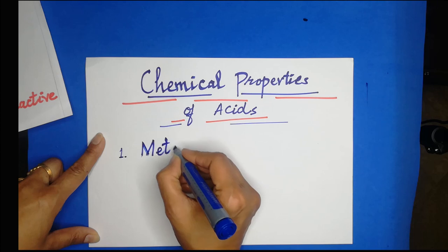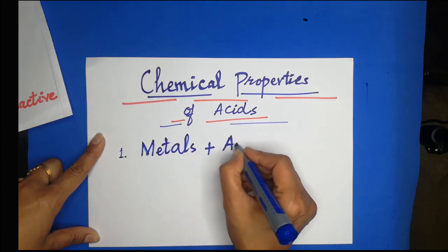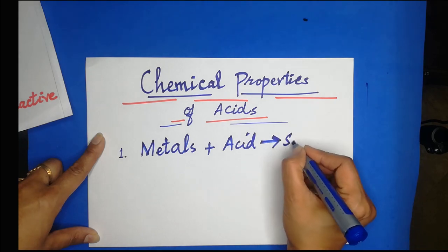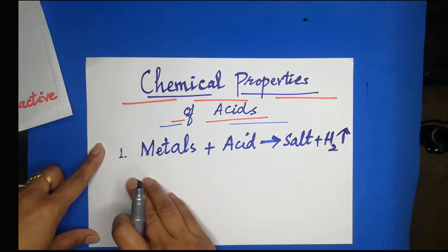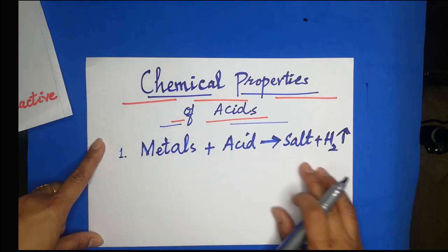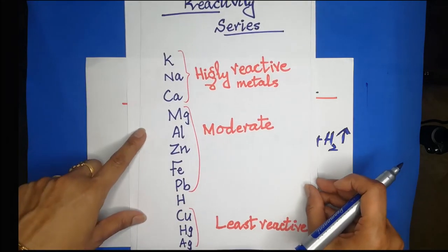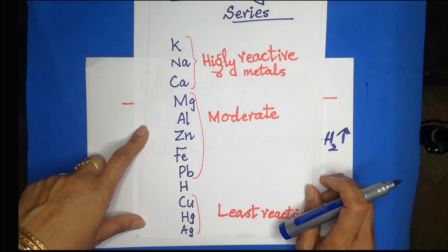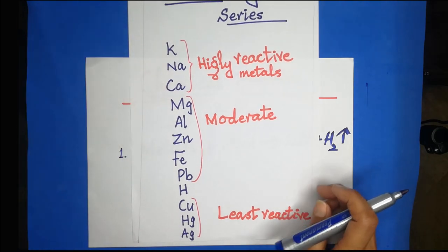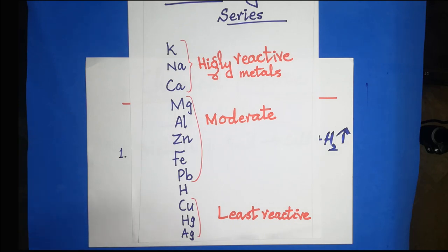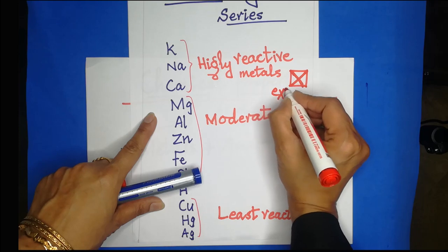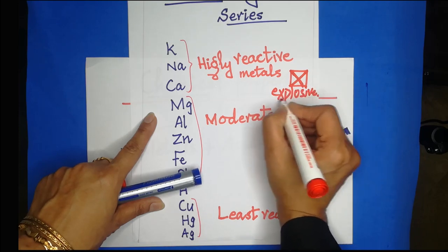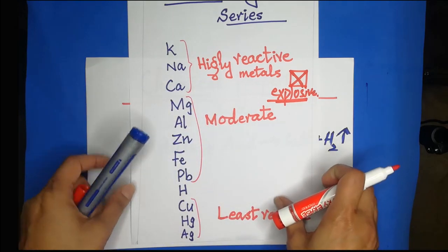Actually, when we consider the first property of acids: metals plus acid gives salt plus hydrogen gas. The question arises: can all metals react with acids? No. The most reactive metals are highly explosive in nature, so we cannot handle these metals in laboratories, and we cannot use them to react with acids.